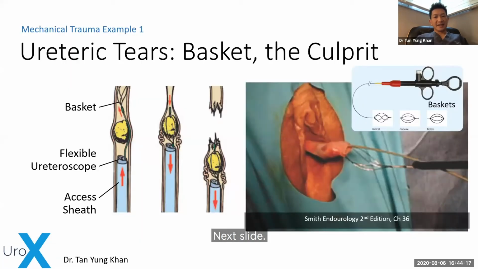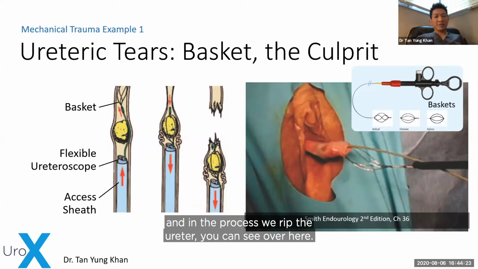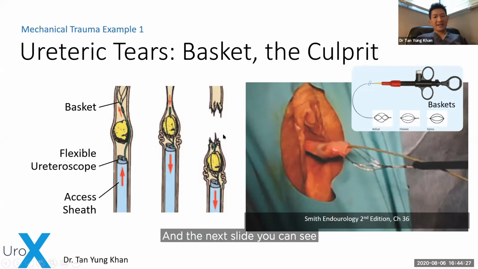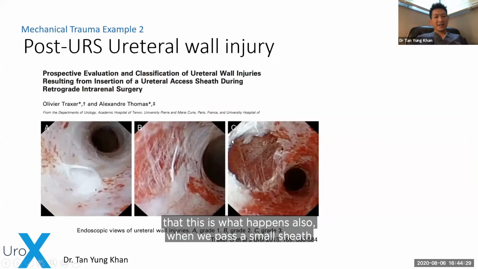Next slide. And it would be things like this where, let's say we're trying to extract a stone with a basket, and in the process, we rip the ureter. You can see over here. And in the next slide, you can see that this is what happens also when we pass a small sheath into the ureter to try and get access into the kidney, and sometimes you can cause a tear in the ureter. And these were the problems we were facing, very much mechanical in nature.